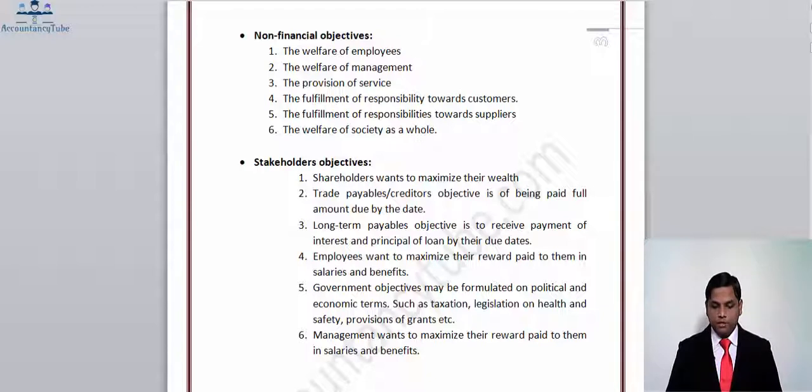After that, we have employees. Now, employees will only be satisfied if they get good salary, good benefits, and career growth. So, the company needs to provide these to its employees in order to meet their objectives.